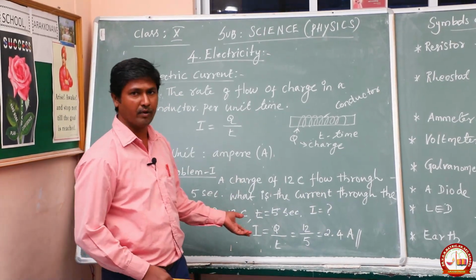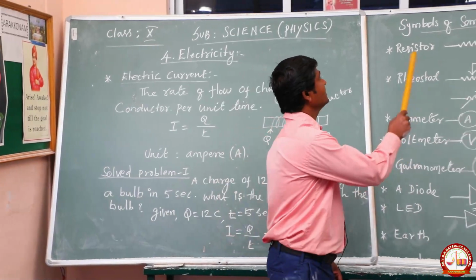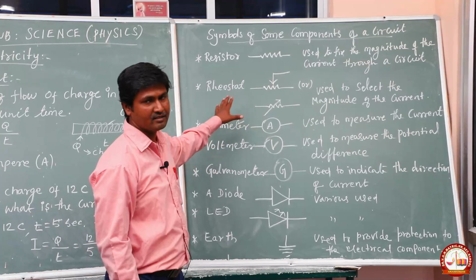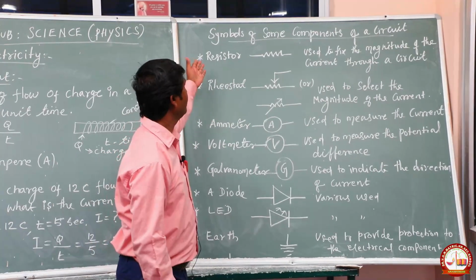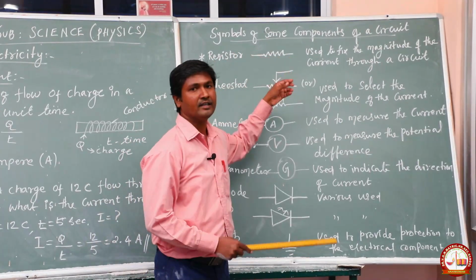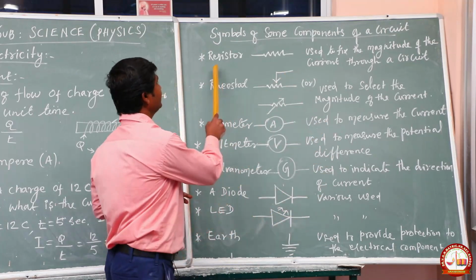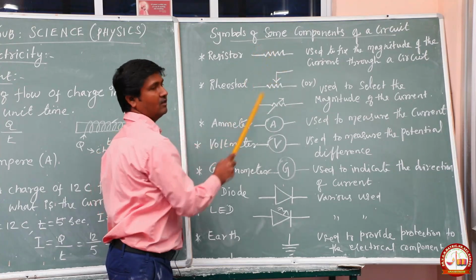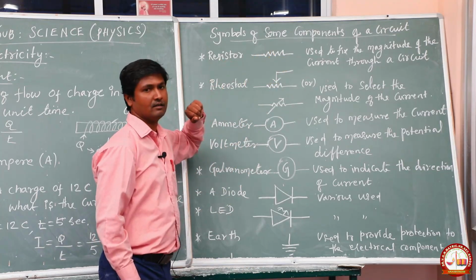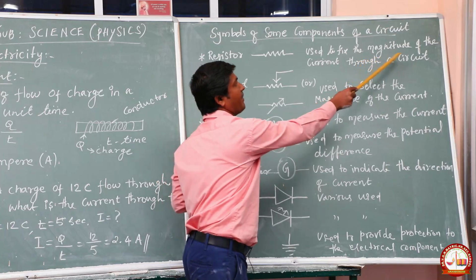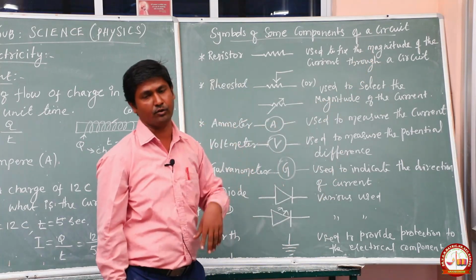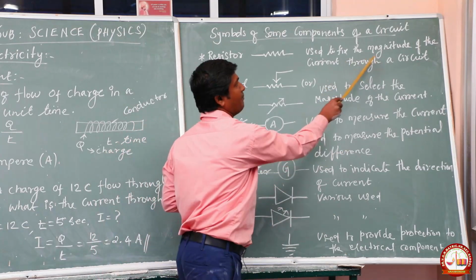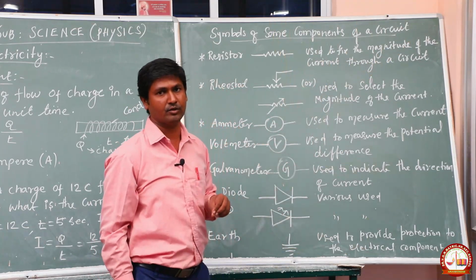Very important problem. Next, go to the symbols of some components in the circuit. Very important, the basic physics symbols of the components in the circuit. Consider first, this is a resistance. This diagram is a resistance, the symbol of a resistor. This is used to fix the magnitude of the current through the circuit.